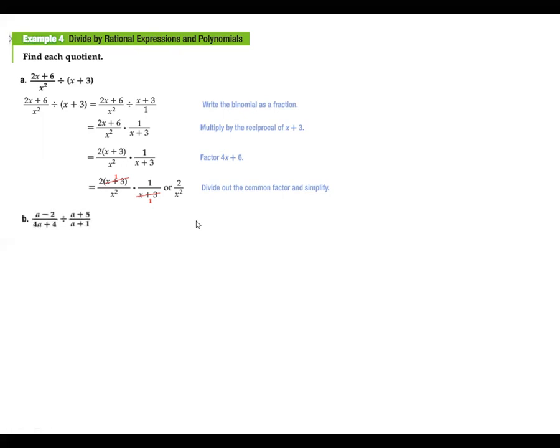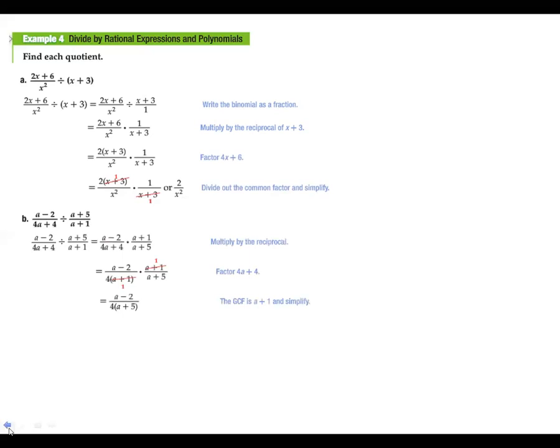How about this one? Again, it doesn't look like you have any common factors to start off with, but when you're dealing with rational expressions, one of the first things you always want to do is factor things if possible. So I'm going to multiply first by the reciprocal and then factor the 4 out of the denominator here to give me 4 times a plus 1. And then you can see there's a common factor of a plus 1. So then you just have a minus 2 over 4 times a plus 5. Oops. Or you could write that as a minus 2 over 4a plus 20. Okay?